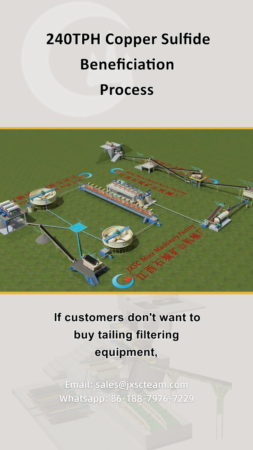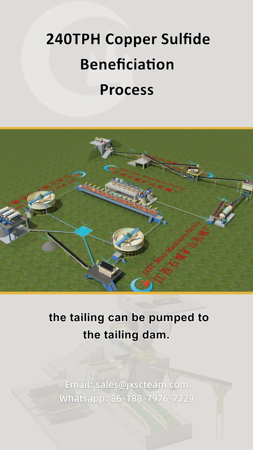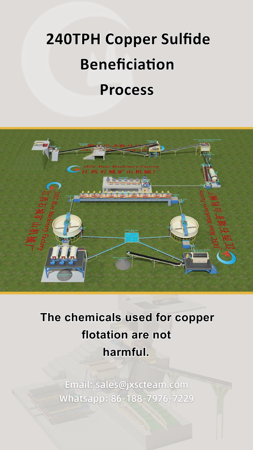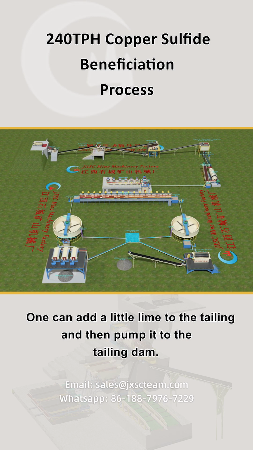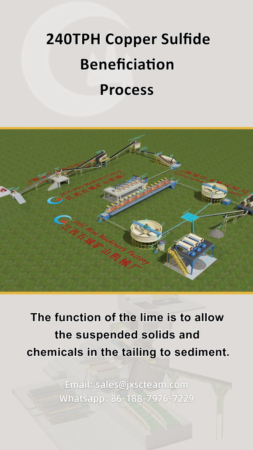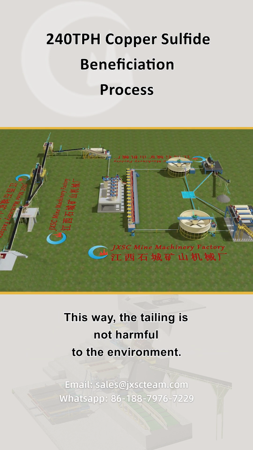If customers don't want to buy tailing filtering equipment, the tailing can be pumped to the tailing dam. The chemicals used for copper flotation are not harmful. One can add a little lime to the tailing and then pump it to the tailing dam. The function of the lime is to allow the suspended solids and chemicals in the tailing to sediment. This way, the tailing is not harmful to the environment.